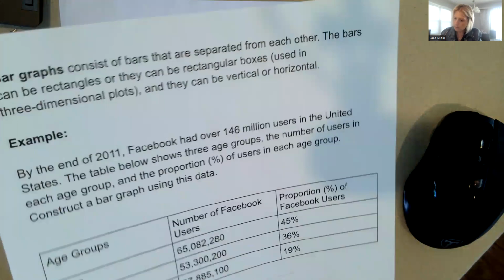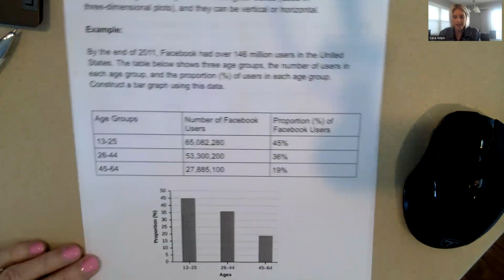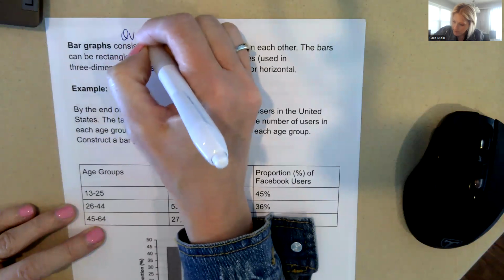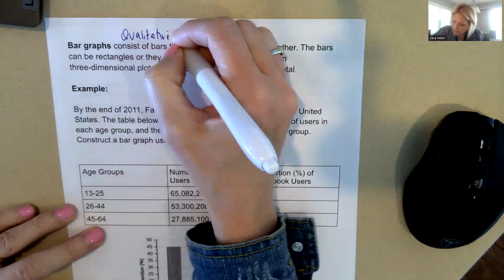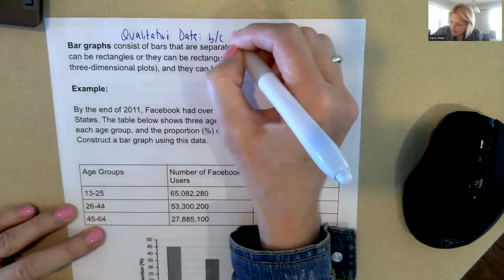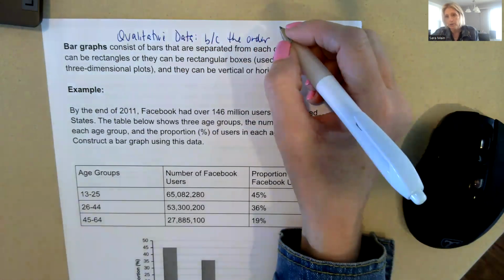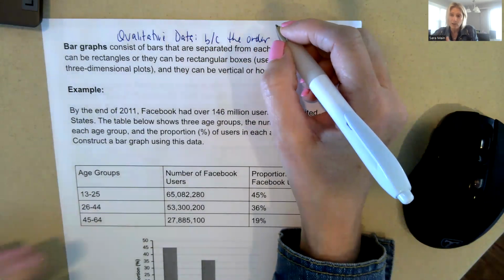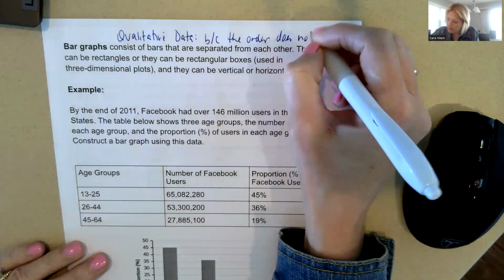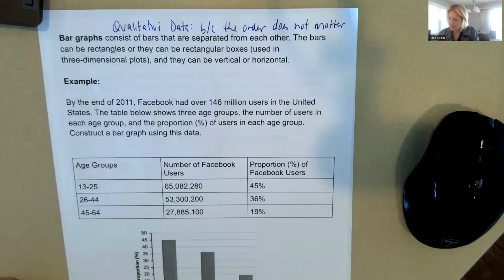I should note in here that bar graphs are for qualitative data because they're not connected. So let's make a note for that. Qualitative data. And that's because the order doesn't matter. Meaning, I could do the eye color, and I could do brown, green, blue, or hazel, or I could do hazel, brown, blue, and green. So the order does not matter with qualitative data. Something we should recognize.